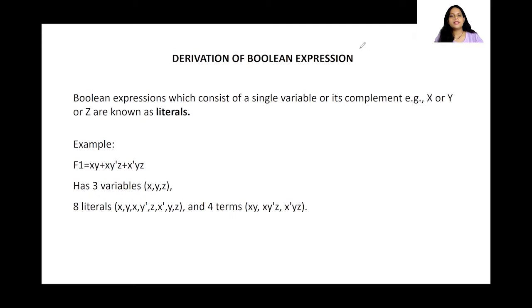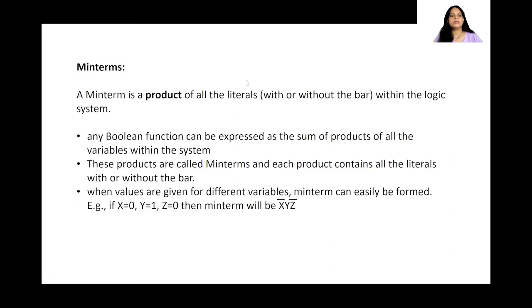This is about the basic definitions before we get on to the next part, which is min terms. Let's see what min terms are. A min term is a product of all the literals, with or without the bar, within the logic system. You need to remember this: whenever we say min terms, it is a product of the literals. Any Boolean function can be expressed as the sum of products of all the variables within the system. These products are called min terms.